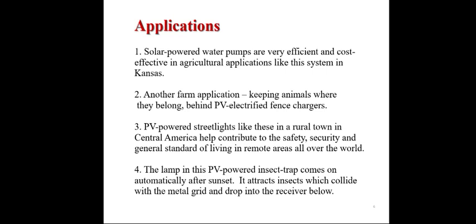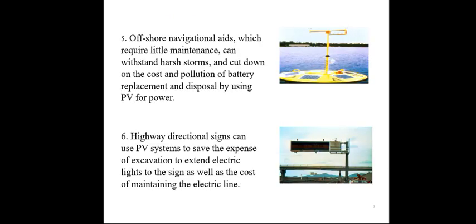The fourth application is the lamp in this PV powered insect trap, which comes on automatically after sunset. It attracts many of the insects, which collide with the metal grid and drop into the receivers below. Another application is offshore navigational aids, which require little maintenance, can withstand harsh storms and cut down the cost and pollution of battery replacement and disposal by using PV for power.